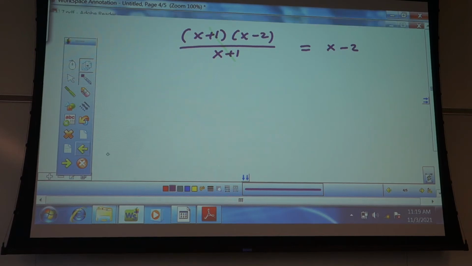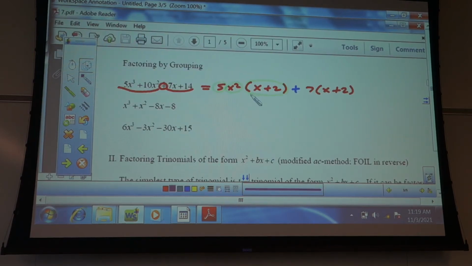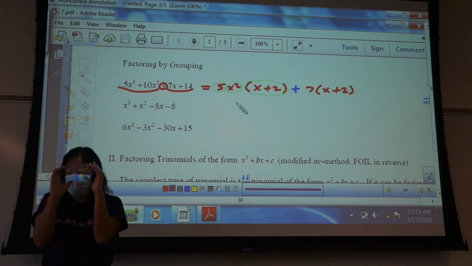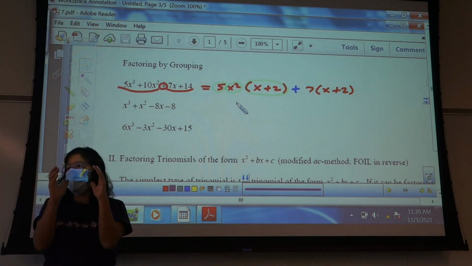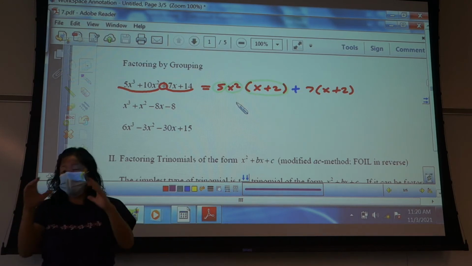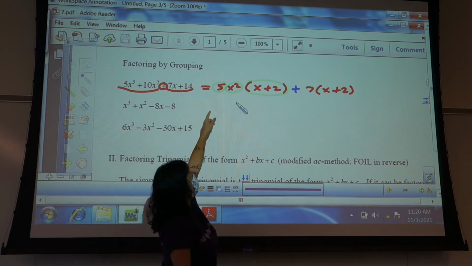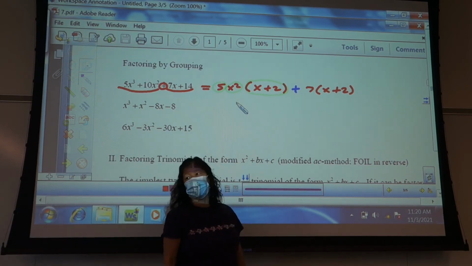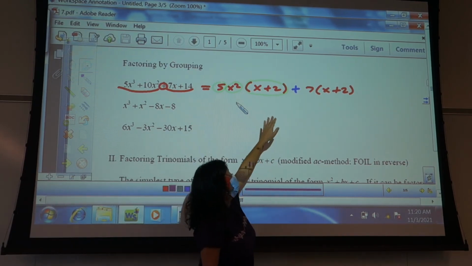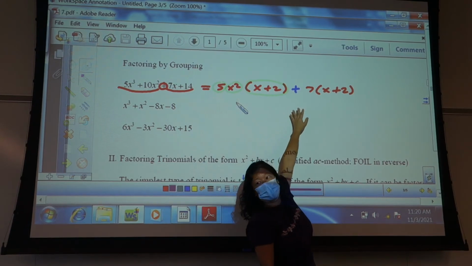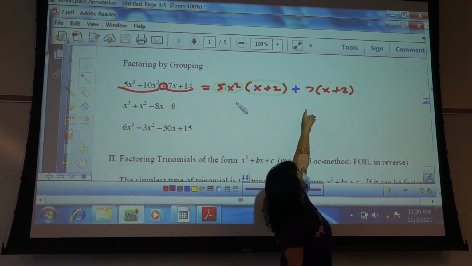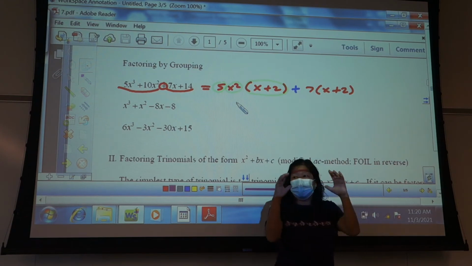So this is just a slight variation on that one. I have 3 things being multiplied: a 5, an x squared, and an x plus 2. X plus 2 is together. It's a piece. You can't separate them. It's not x and a plus 2. It's x plus 2 together in parentheses being multiplied by 5x squared, 5 and an x squared. Then we have a separate group. You see that plus symbol? It's a separate group. I have a 7 being multiplied by, again, an x plus 2.